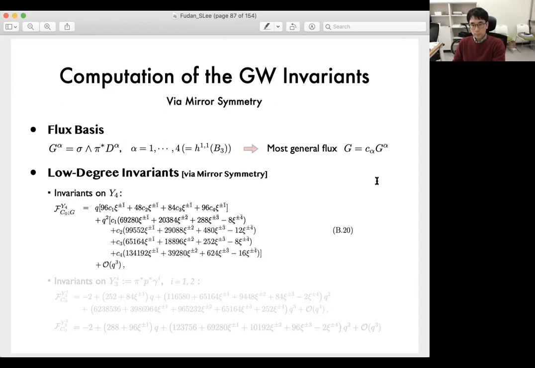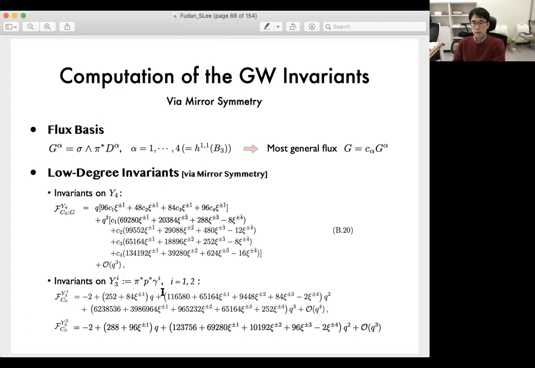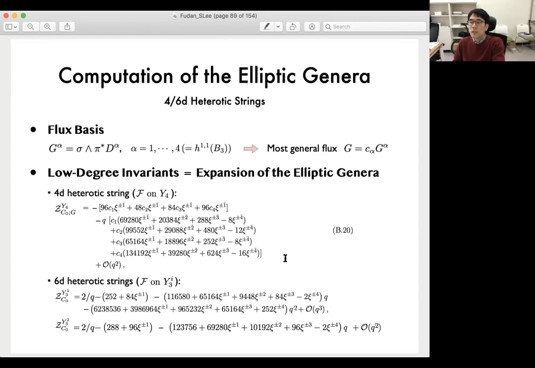Next, we restrict to these two threefolds Y3, both of which in this particular example turned out to be a Calabi-Yau threefold. Then we can similarly obtain the threefold invariants, again by mirror symmetry. We will then view all of these expansions as the first few sectors of the heterotic elliptic genera in four dimensions and in six dimensions.